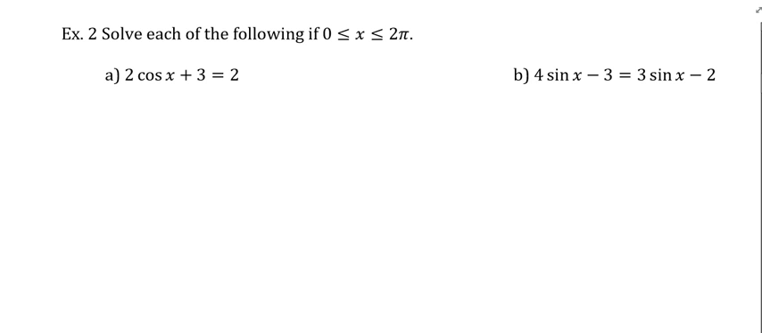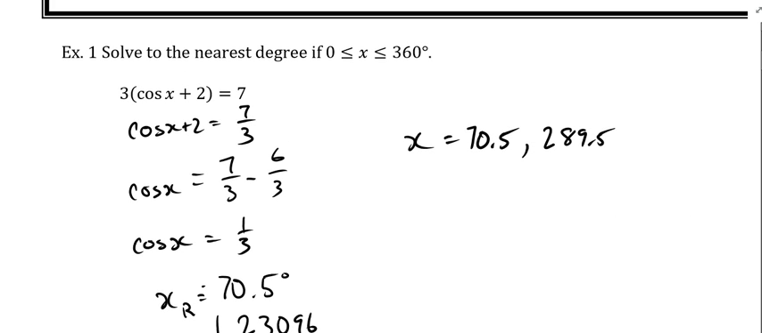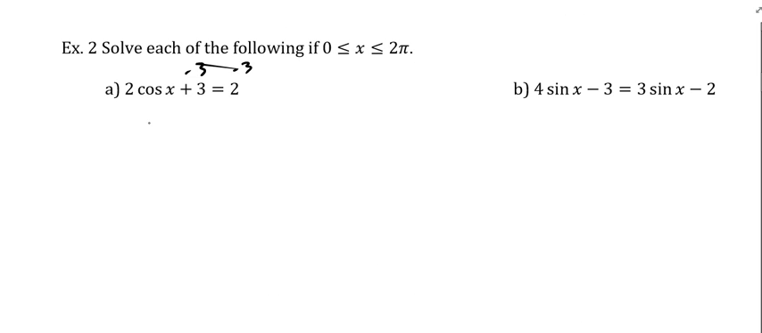Tell me what I do first here. Why is it different from the last question? Yeah, so be careful of that. We divided by 3 here because of the brackets, but in this case we're subtracting 3. And then what do I do?